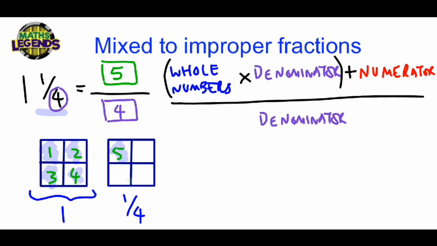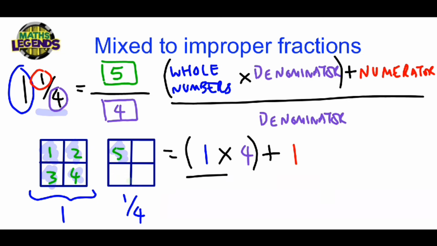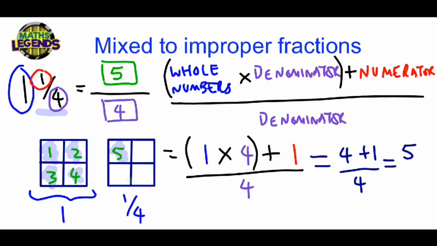Now let's use our formula to see if that gives us the same answer, but without drawing a diagram. So the number of whole numbers is 1, multiplied by the denominator, which is 4, plus the numerator, which is 1, all over the denominator, which is 4. We then simplify. So 1 times 4 is 4, plus the 1, all over 4, which then simplifies to 5 over 4, which is the same as what we had earlier.